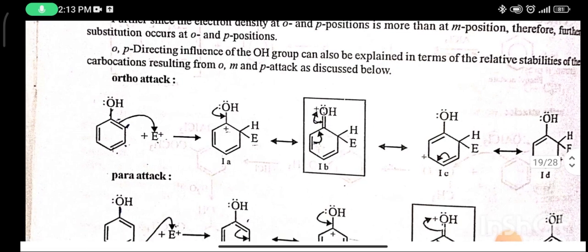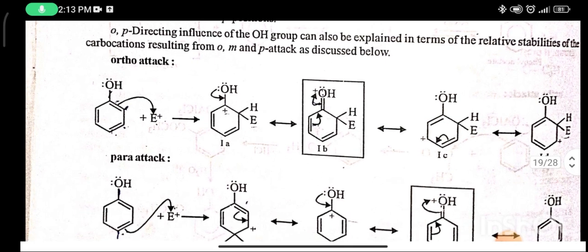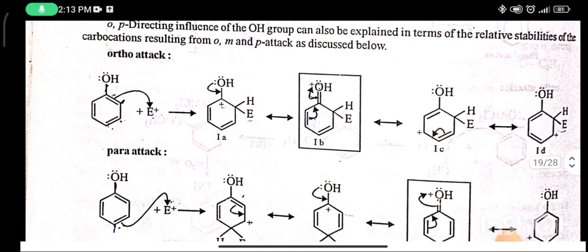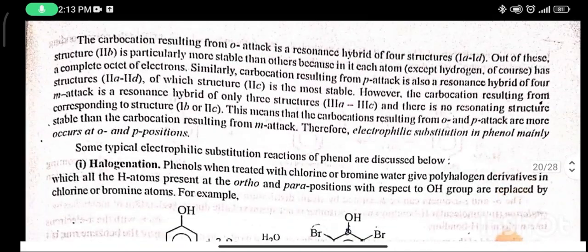Ortho-para directing influence of the OH group can also be explained in terms of the relative stability of carbocations resulting from ortho, meta and para attack, as discussed below. The carbocation resulting from ortho attack is a resonance hybrid of four structures. Out of these, structure 2b is particularly more stable than the others because in it each atom, except hydrogen of course, has a complete octet of electrons.